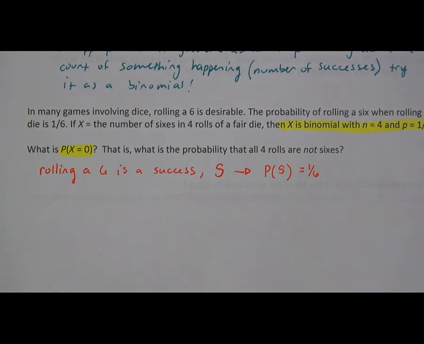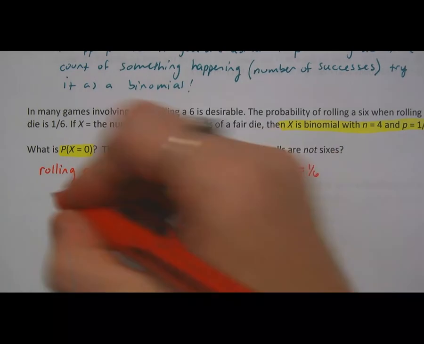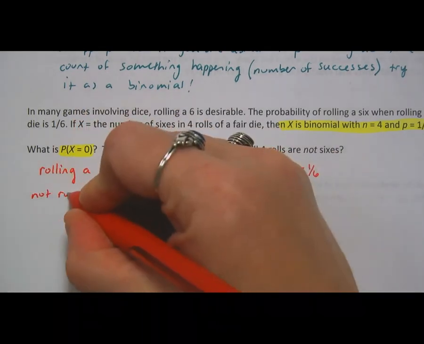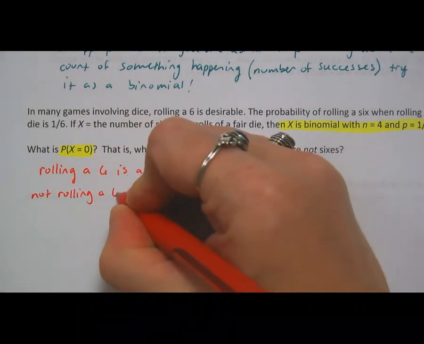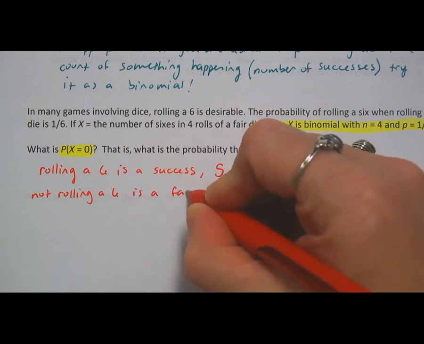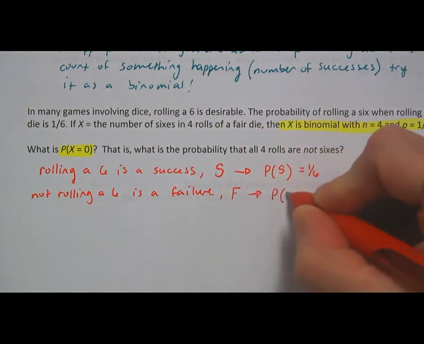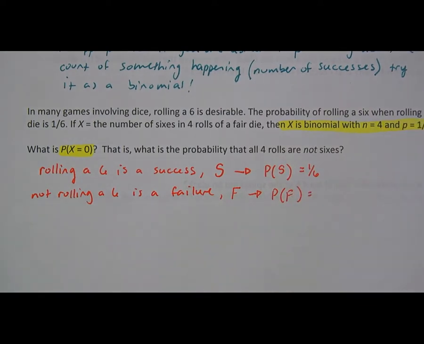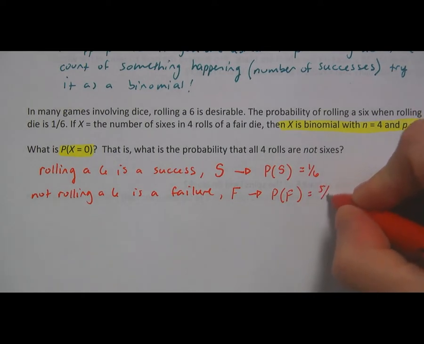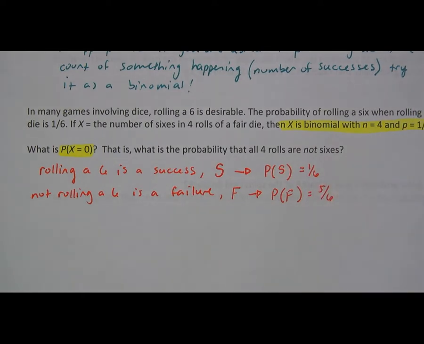We're going to say that anything else is a failure: rolling a 1, a 2, a 3, a 4, or a 5. So not rolling a 6 is a failure. We're going to call that F. Well, the probability that you fail is what? 5 out of 6. Successes and failures are complements of each other, so the probabilities will always add to 1. That will help you out when we get to some of the scary looking formulas.